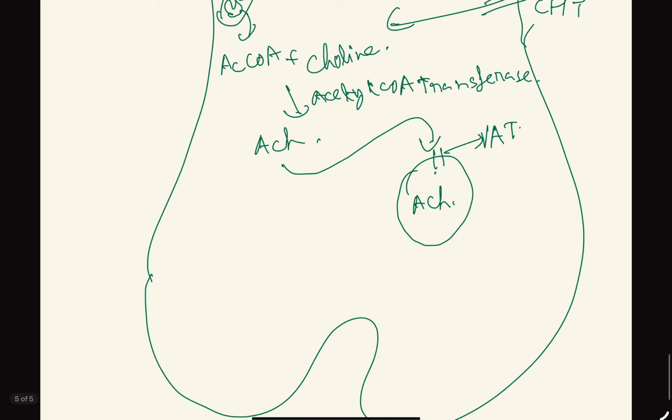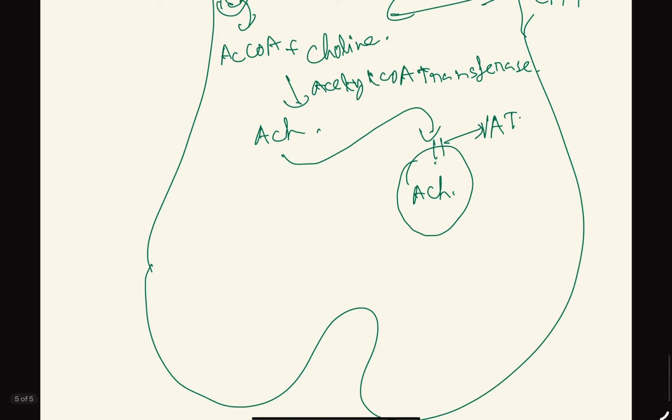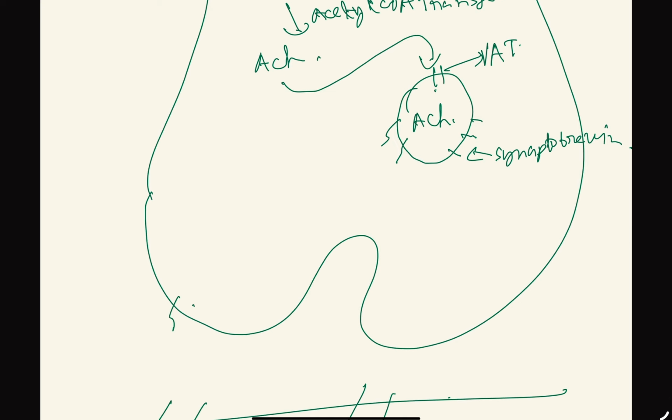This vesicle has some proteins called synaptobrevin, and there are some proteins in the membrane also, called SNAPs.